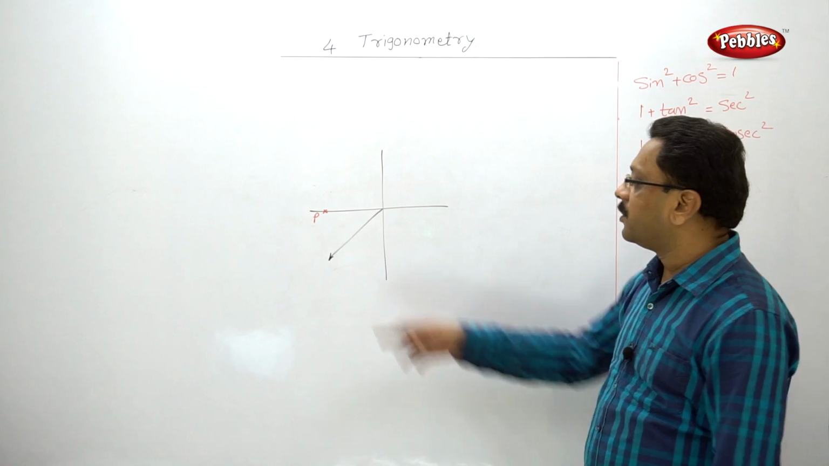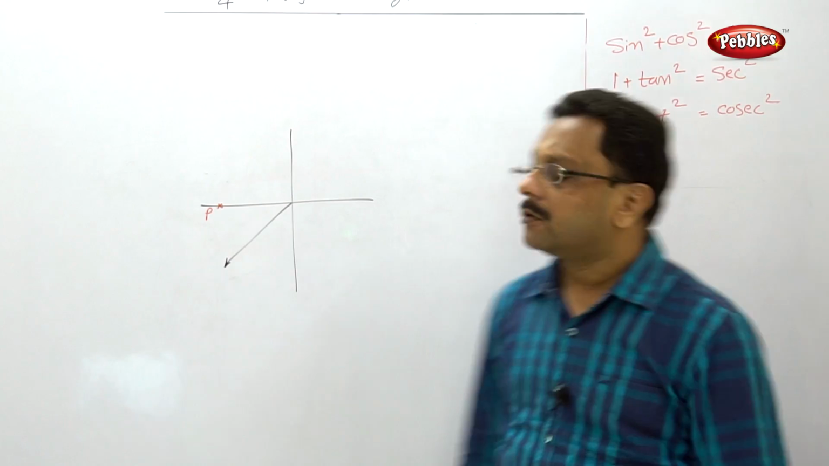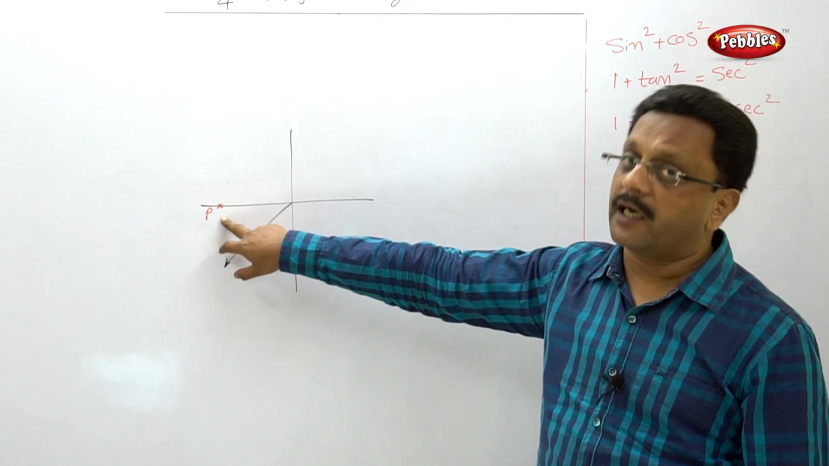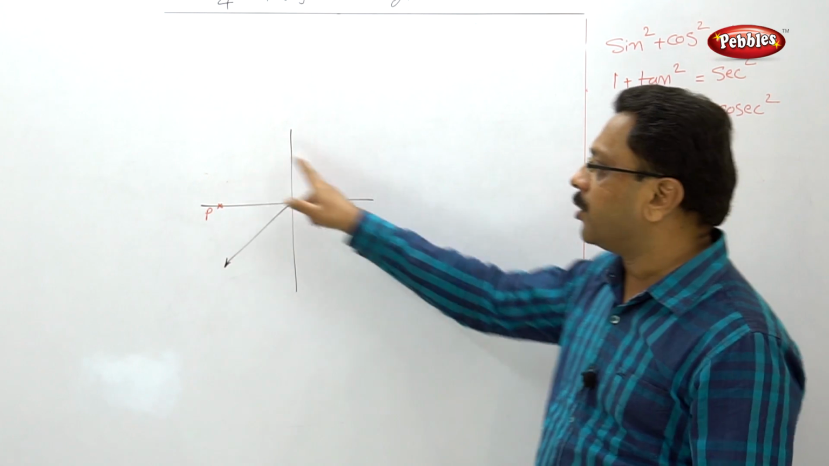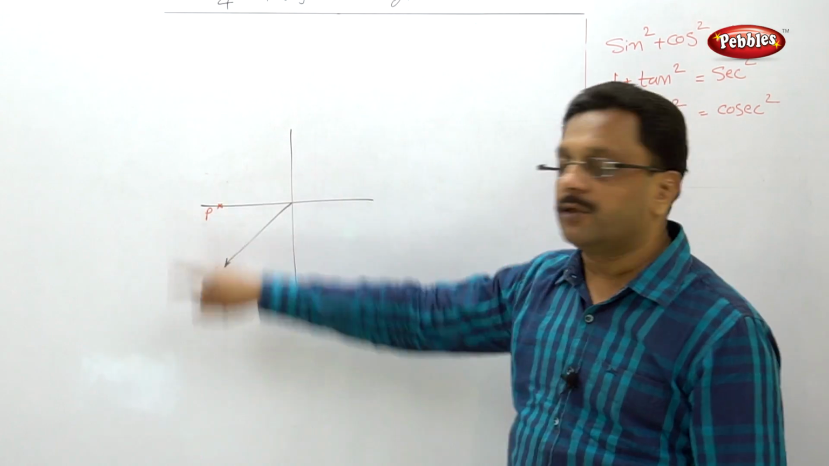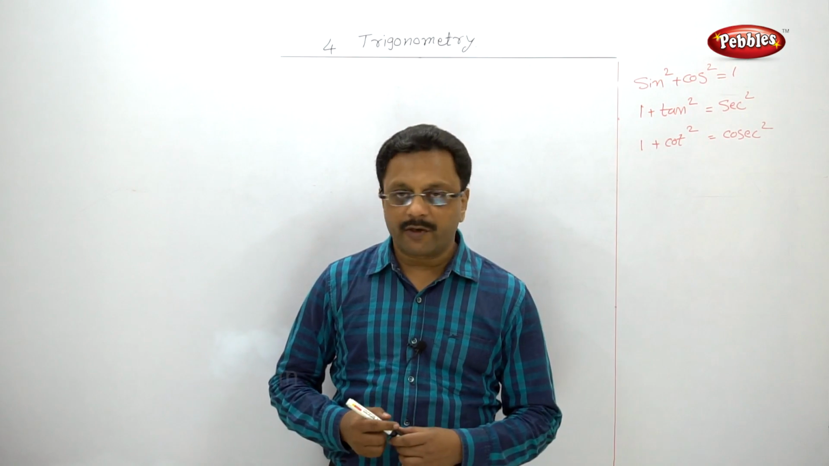We know first of all it is a quadrantal angle because it lies on the axis. So when it lies on the negative x-axis, first of all it is a quadrantal angle. And what can be the value of this angle? If you take positively, it will be 180 degrees. If you go in negative direction, it will be minus 180 degrees. Okay. Let us solve one more example.